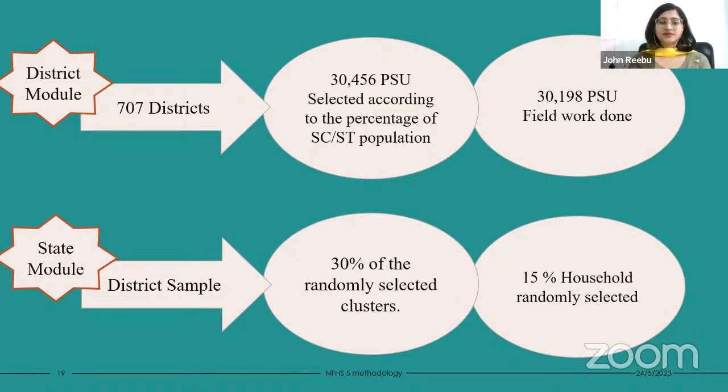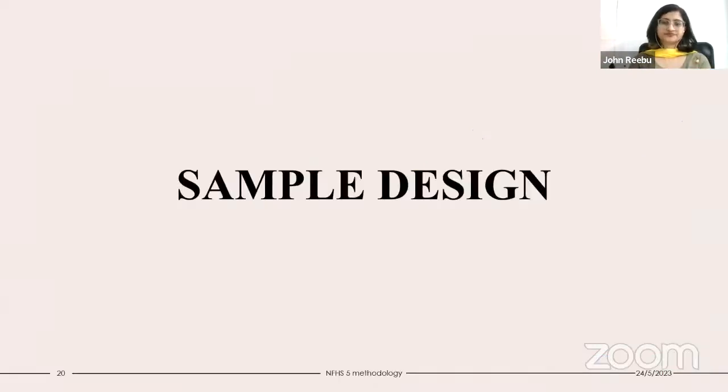And as I said, in the state module, from the district sample, 30% of the district sample was randomly selected, from which 15% of the household was taken. That is, every alternate household was chosen.